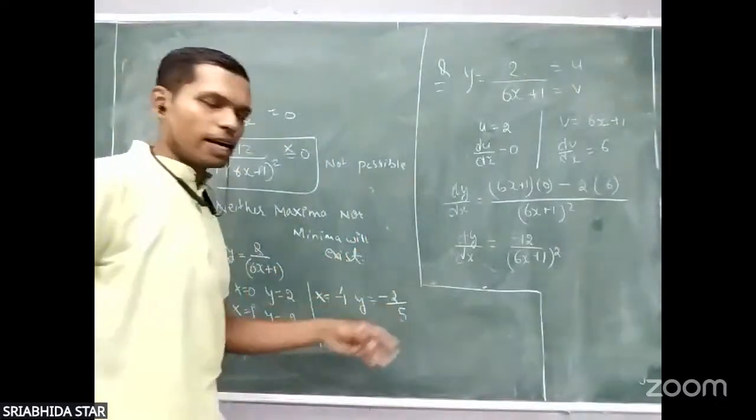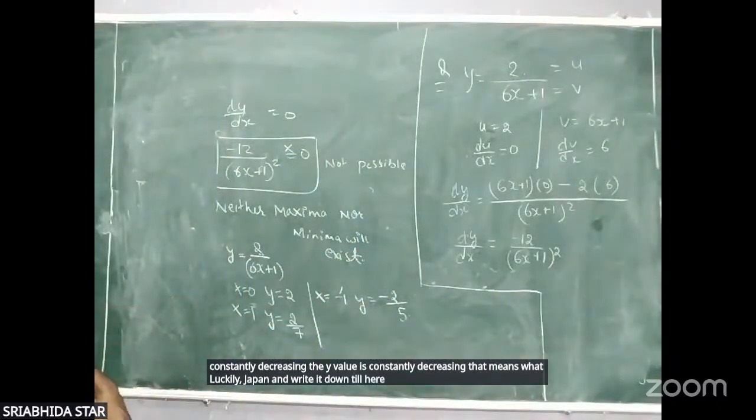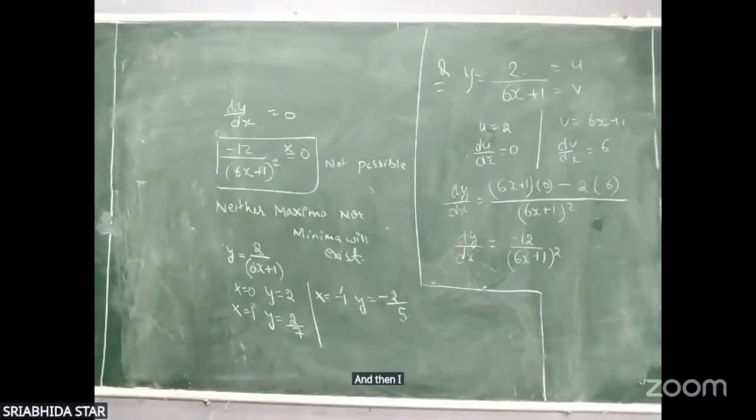Write it down till here, and then I'll explain it further. Let's write it down till here, and then I'll explain what is actually happening in this function. And then I'll introduce a term that is called local maxima and local minima.